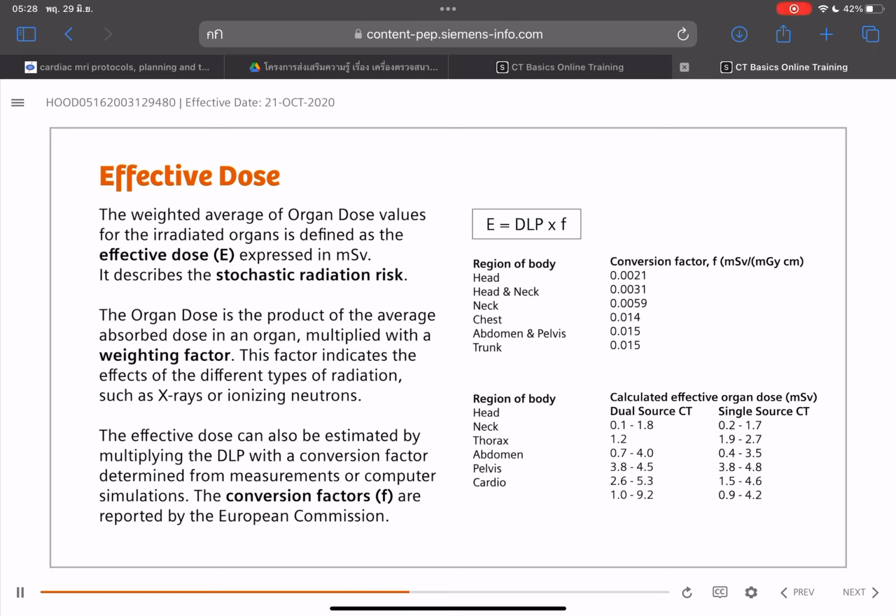The effective dose can also be estimated by multiplying the DLP with a conversion factor determined from measurements or computer simulations. The conversion factors, F, are reported by the European Commission. The calculation of E using Siemens default protocols depends on the CT source.